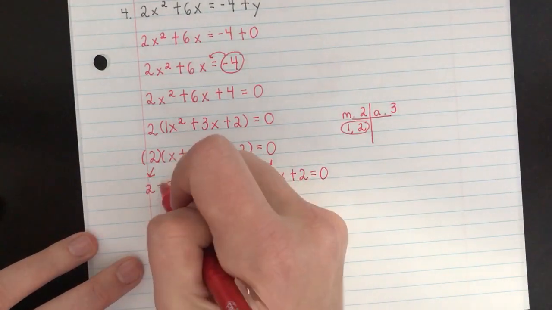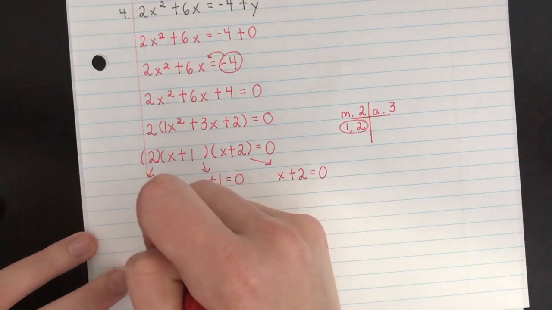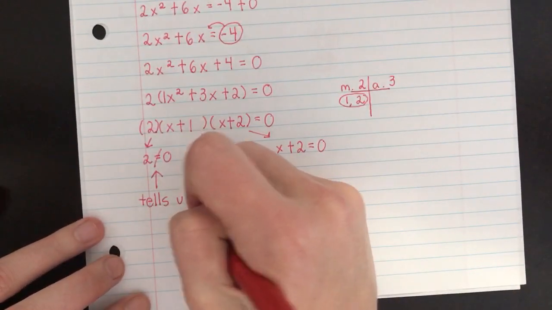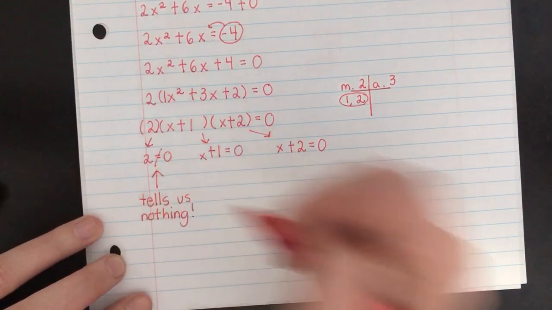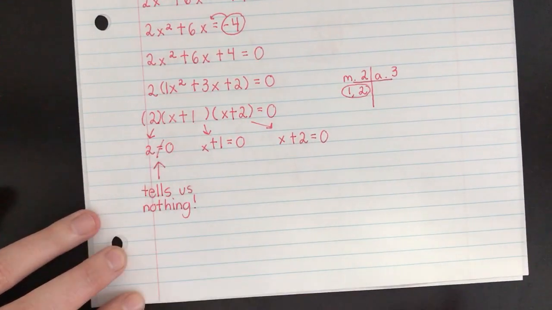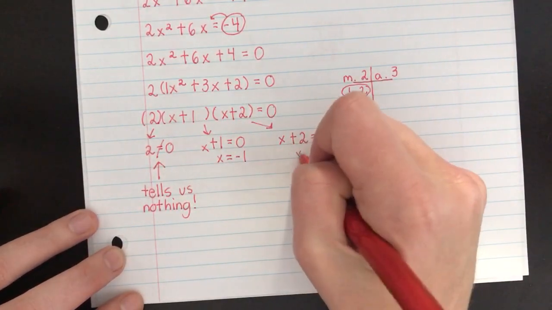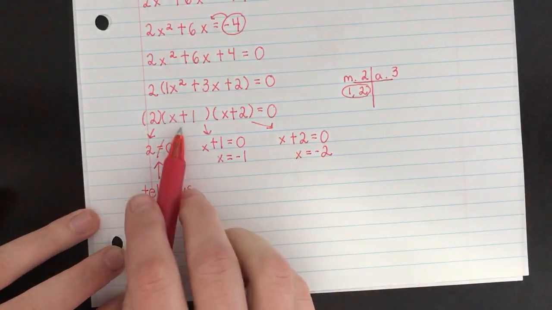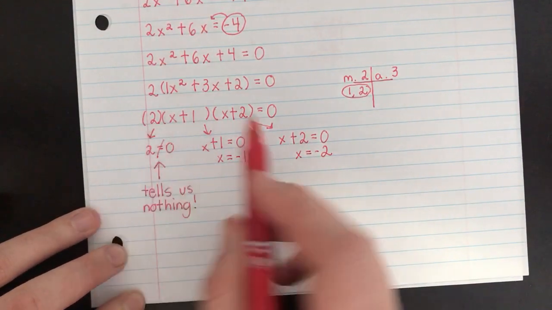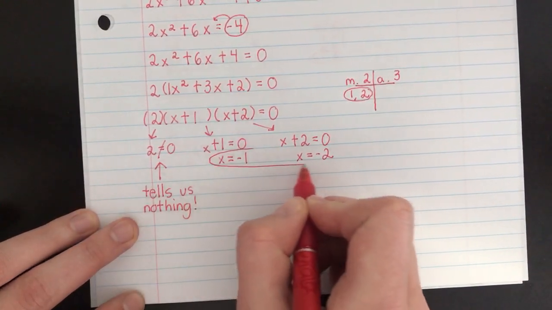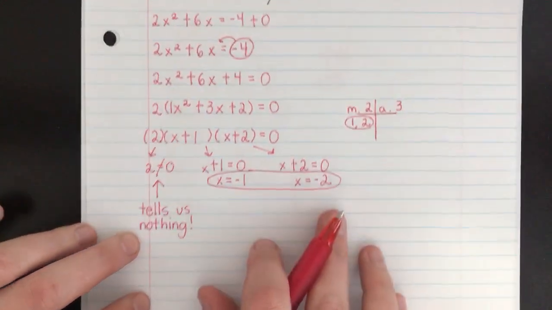Here, that's not even a true statement. That tells us nothing. There's no solution that comes from that. Nothing comes of that. It's not even a true statement. Notice the only time you're going to get a solution is when one of your factors has a variable in it. If your factor doesn't have a variable, then it tells you nothing. Okay, so my only 2 solutions are x equals negative 1 and x equals negative 2.